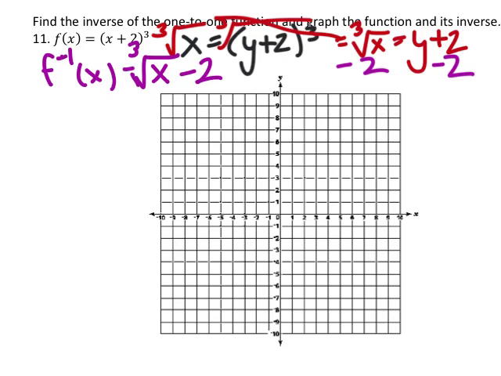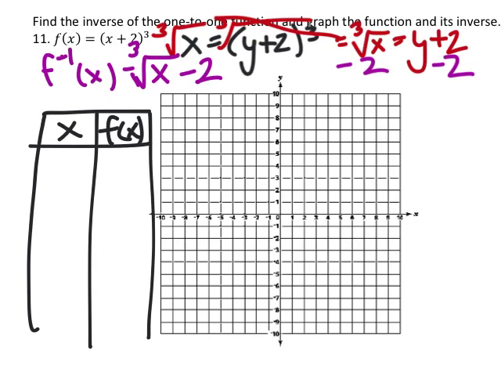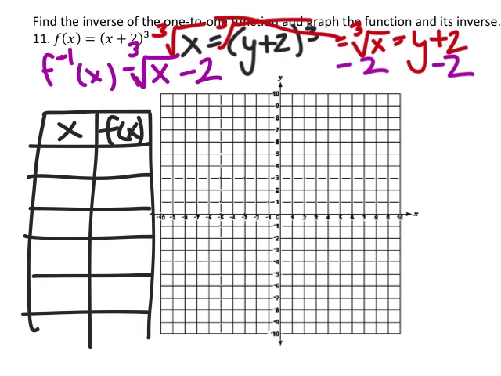Alright, so from here, let's go ahead and look. We can just create tables in order to solve these. For example, I'll have an x and then an f of x. This will be my original function, x plus 2 cubed. Then we'll just find some different values for this. Now, since it's cubed, we can go ahead and find some negatives. It's not going to matter. Let's go ahead and use some values, negative 2, negative 1, 0, 1, and 2.